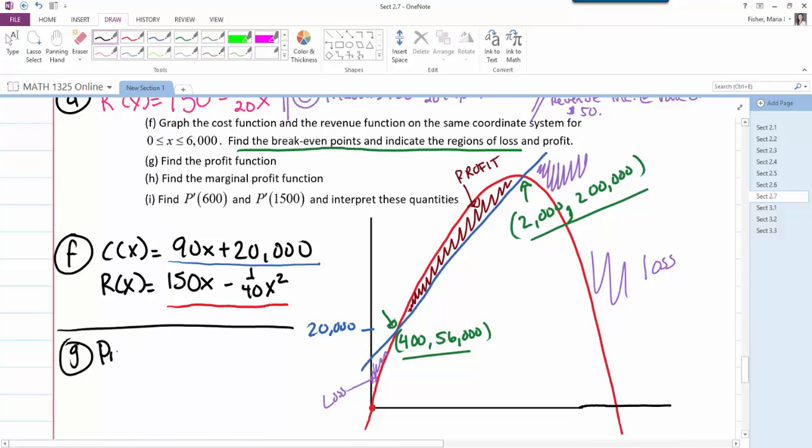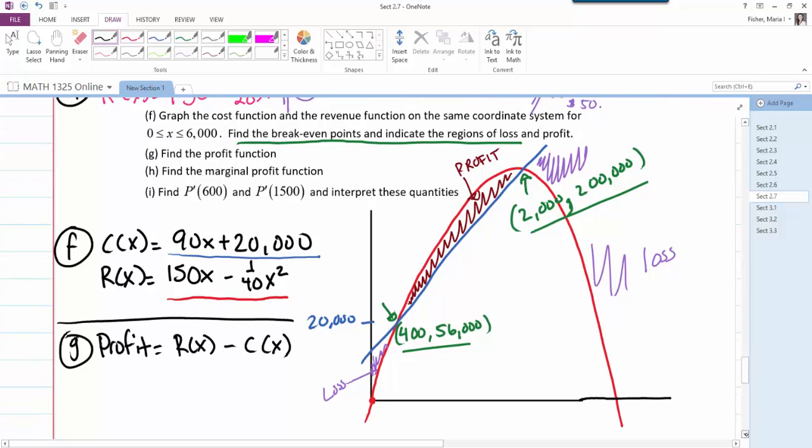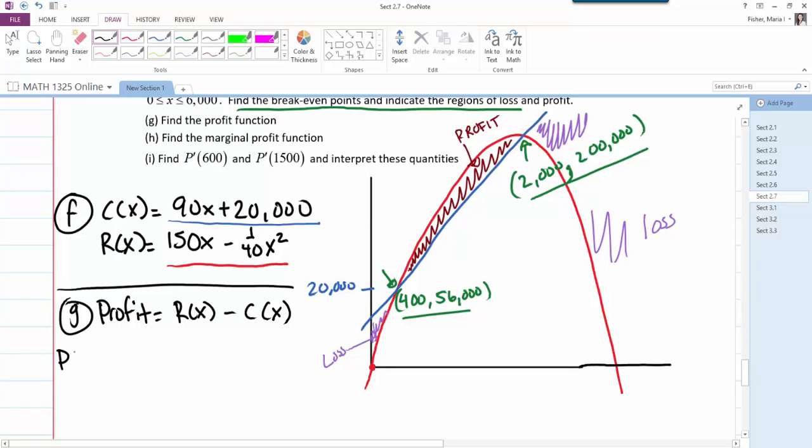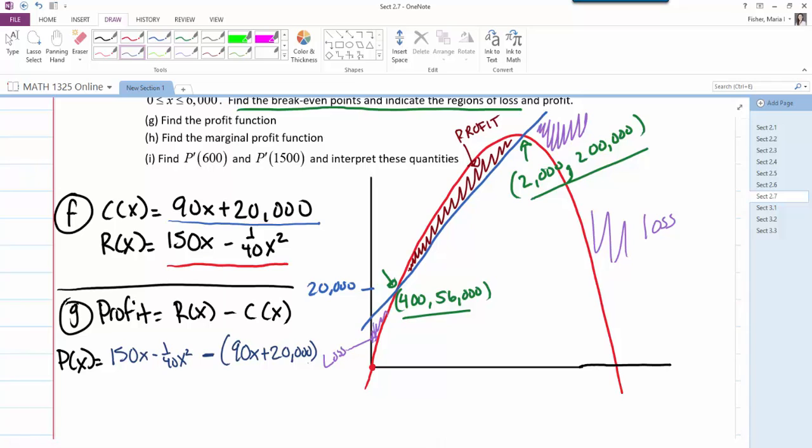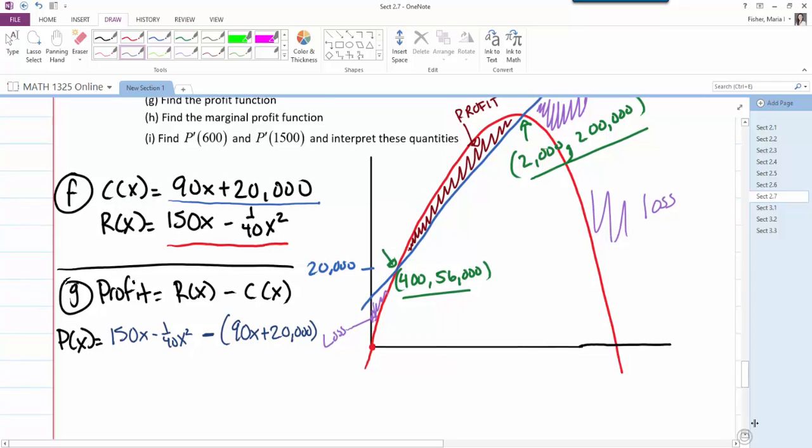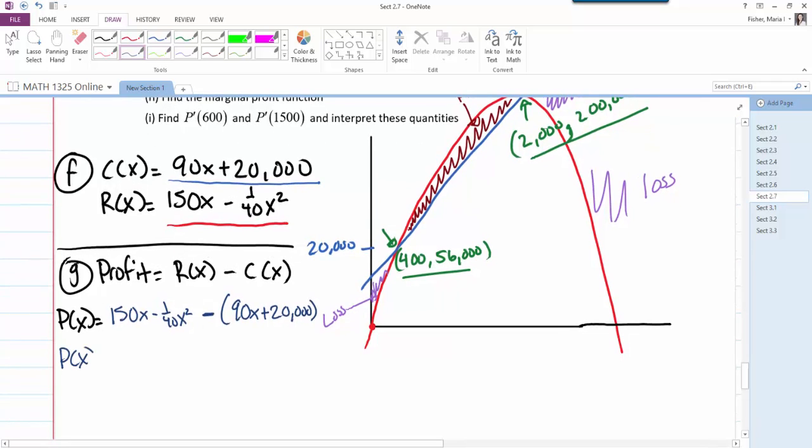Well, profit is equal to revenue minus cost. So my profit function is equal to revenue minus cost. So P of X is going to equal my revenue function, which is that 150X minus 140X squared, minus my cost function. Well, my cost function is this 90X plus 20,000. Be really careful there. The biggest problem that people have when they're finding the profit function is they forget to put the cost function in parentheses to distribute the negative. But we're going to distribute the negative and combine like terms.